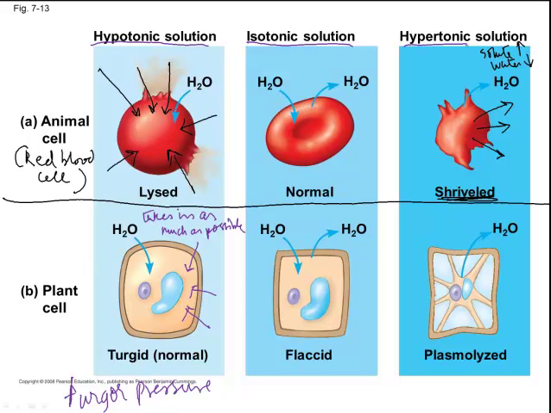Now, when you keep the plant in an isotonic solution, it is flaccid or limp. It will even wilt, because there is no turgor pressure being exerted against the wall of the plant cell.